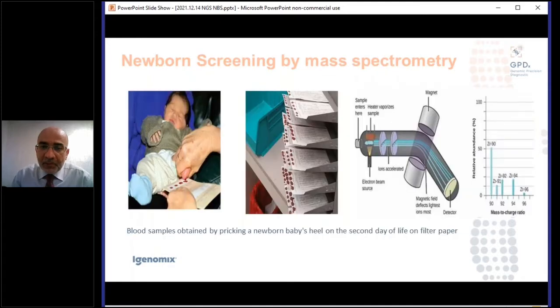So the method for mass spectrometry, briefly: we take 4 or 5 circles of dried blood on a filter paper, and this is done typically on the second day of life. We leave them to dry, and then we run them through the mass spectrometry where we separate a very large number of molecules, including amino acids and acylcarnitines, and we can screen for a large number of amino acidopathies, organic acidemias, and fatty acid oxidation defects.